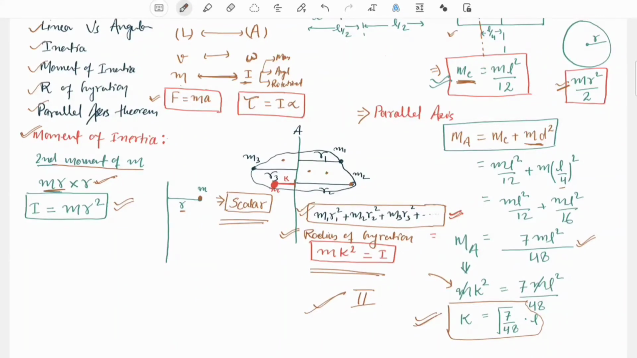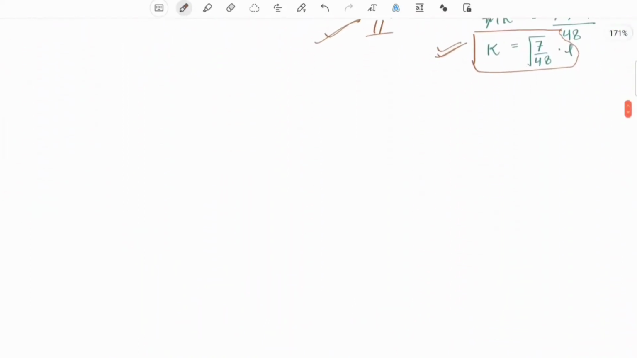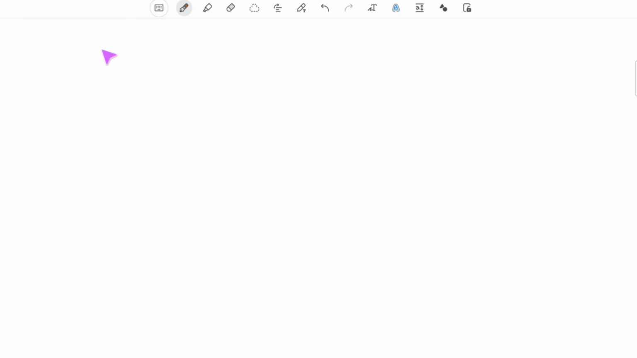Now, for those who don't want to learn, it's not important, but I would like to derive the formula. You may be wondering how this formula ml square upon 12, how we actually found out or derived that the moment of inertia for any cylinder would be ml square upon 12. So I'm going to show the derivation for the same.